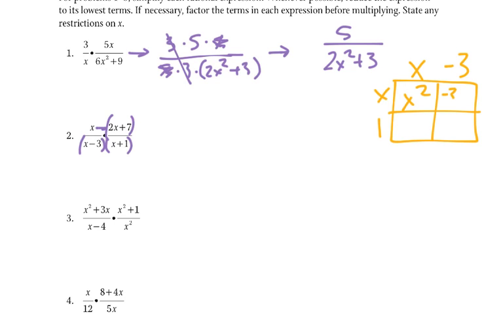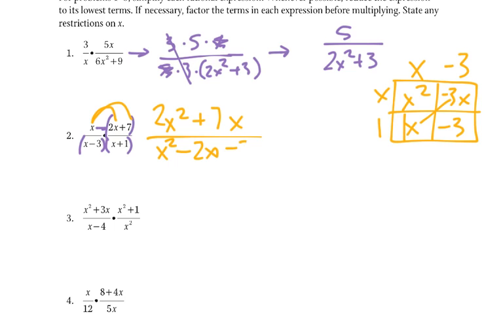So x and negative 3, x and positive 1. So x squared, negative 3x, 1x, and negative 3. So the top, x times 2x is 2x squared plus x times 7, 7x. The bottom, x squared, and then positive 1 minus 3 minus 2x minus 3.